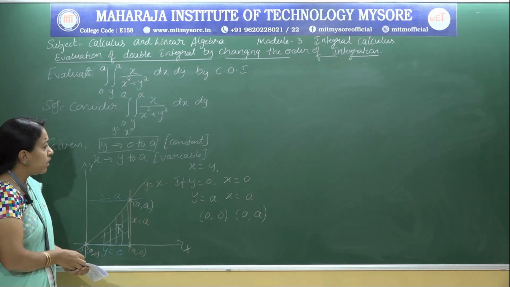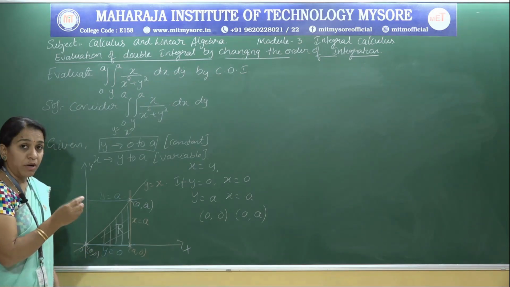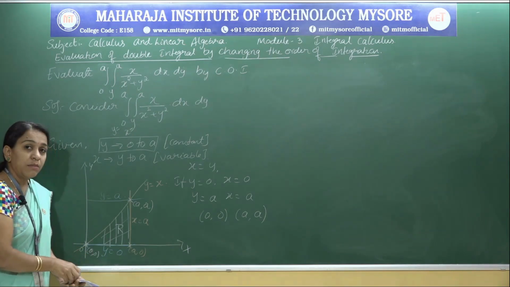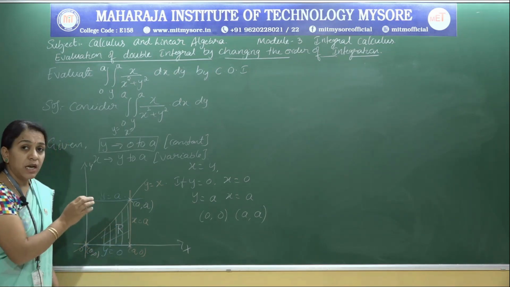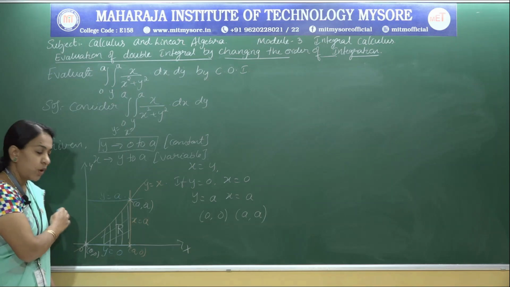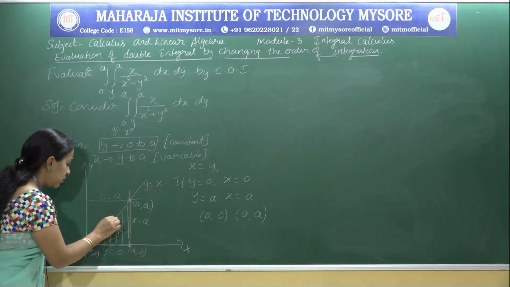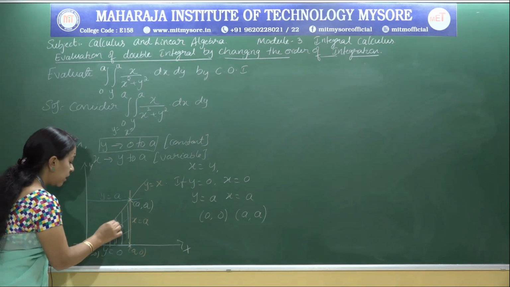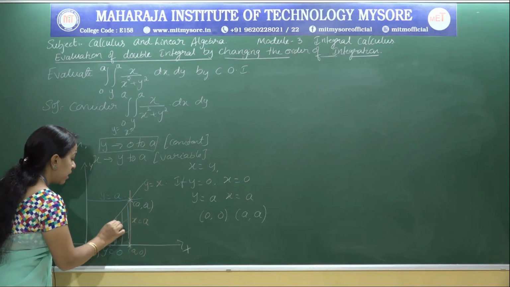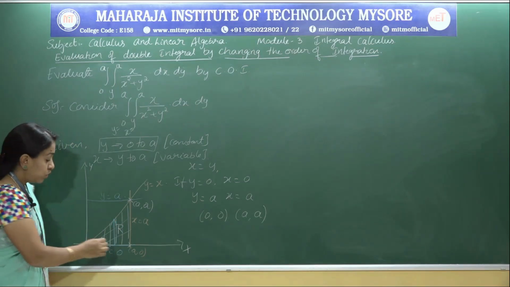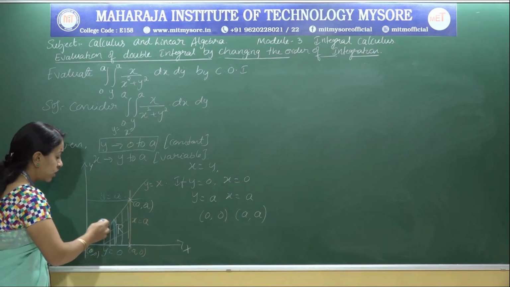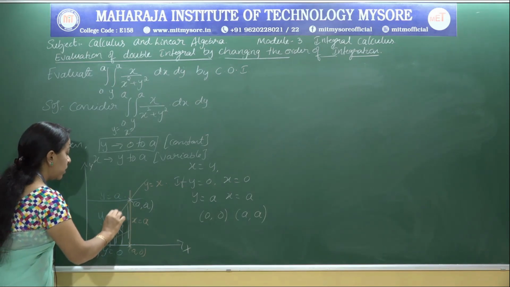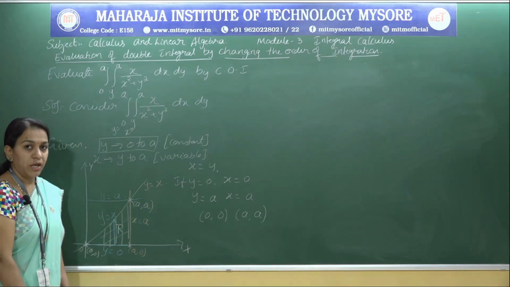To consider y as a variable limit, we know that the y limit is considered inside the bounded region, using a line parallel to the y axis. So consider the line inside the bounded region which is parallel to the y axis. Your y varies from y equal to 0 to, what is this line? y equal to x. We got the variable limit.